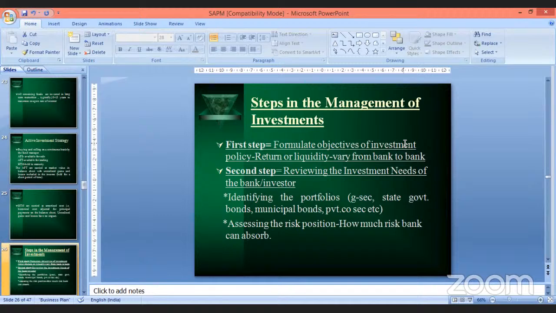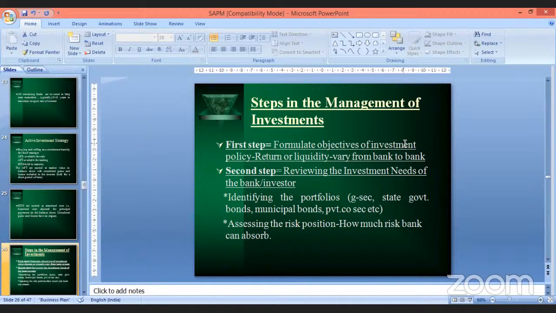That means whenever you are putting together your basket of investment, you need to determine what proportion of your entire investment is to be put in government securities, that is G-Sec. What amount needs to be put in state government bonds, in municipal bonds, in private company securities, etc. So you need to identify the portfolio and assess the risk, how much risk the bank or the investor is able to bear. Please remember, otherwise you may collapse.